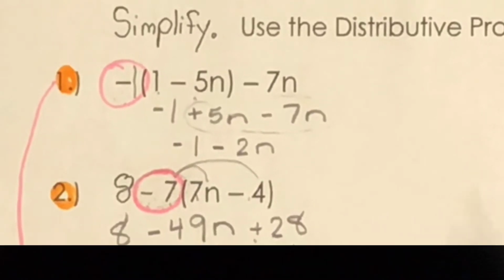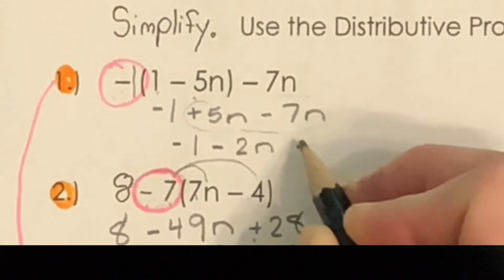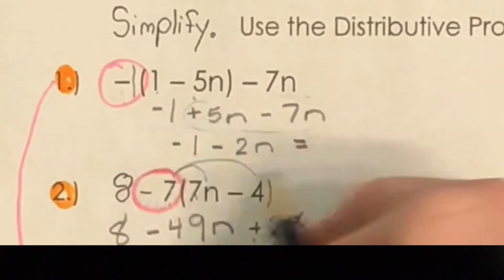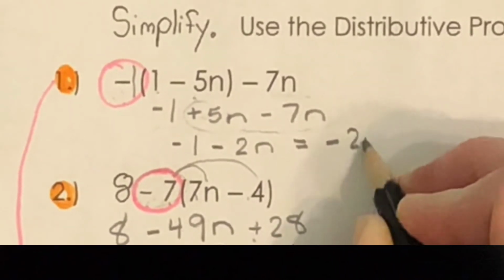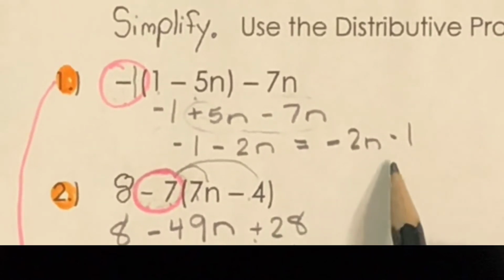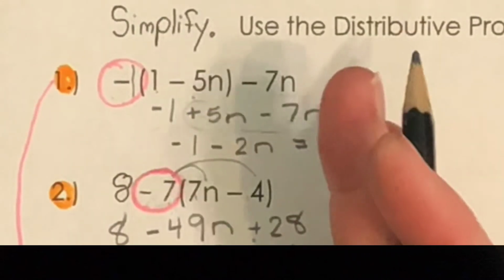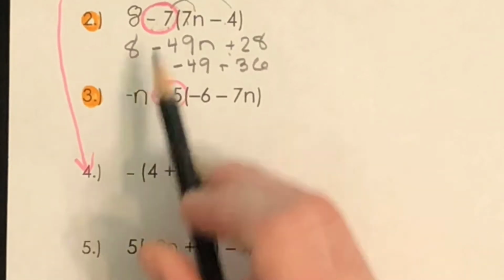When you finish an expression, when you finish writing, you should always do the variable term first. So I'm going to actually rewrite this so that the variable term is first. I've got negative 2n minus 1. The answer is the same. It's just the order of the terms. You always want to do your variable term first and then your constant last. Number 3 is just like number 2.